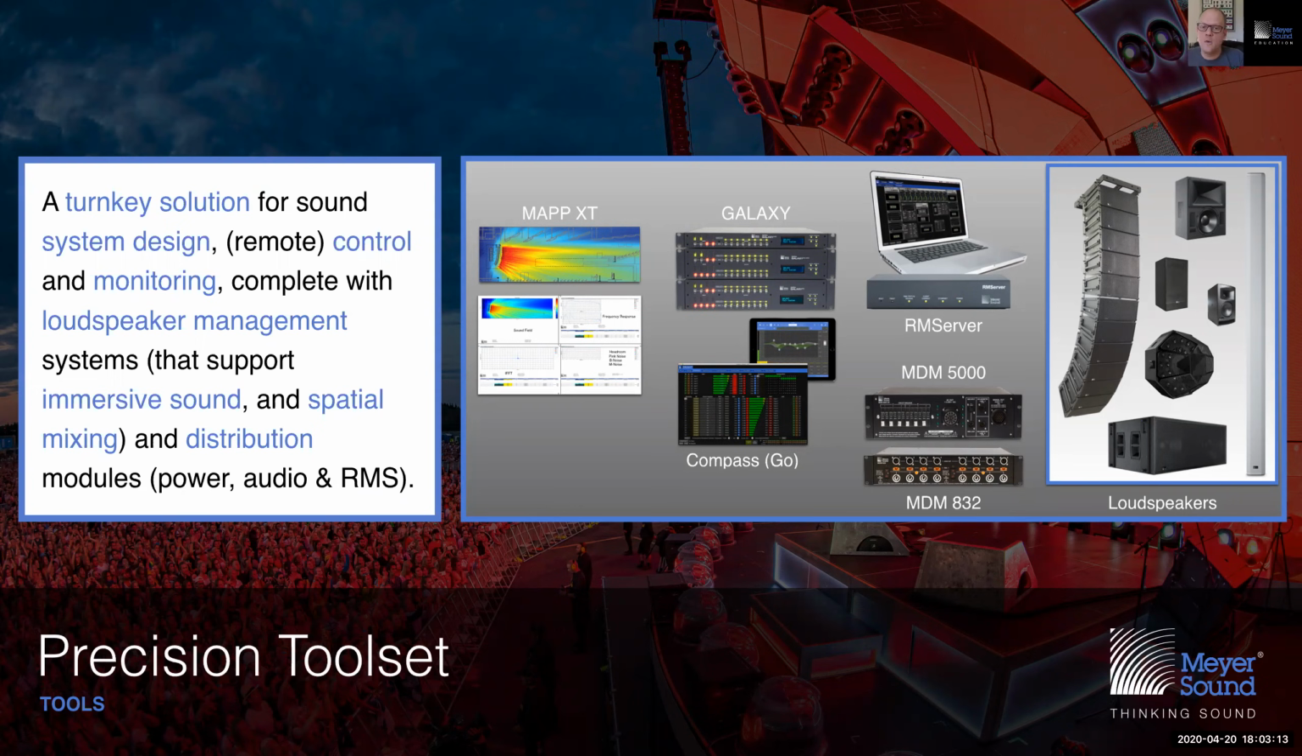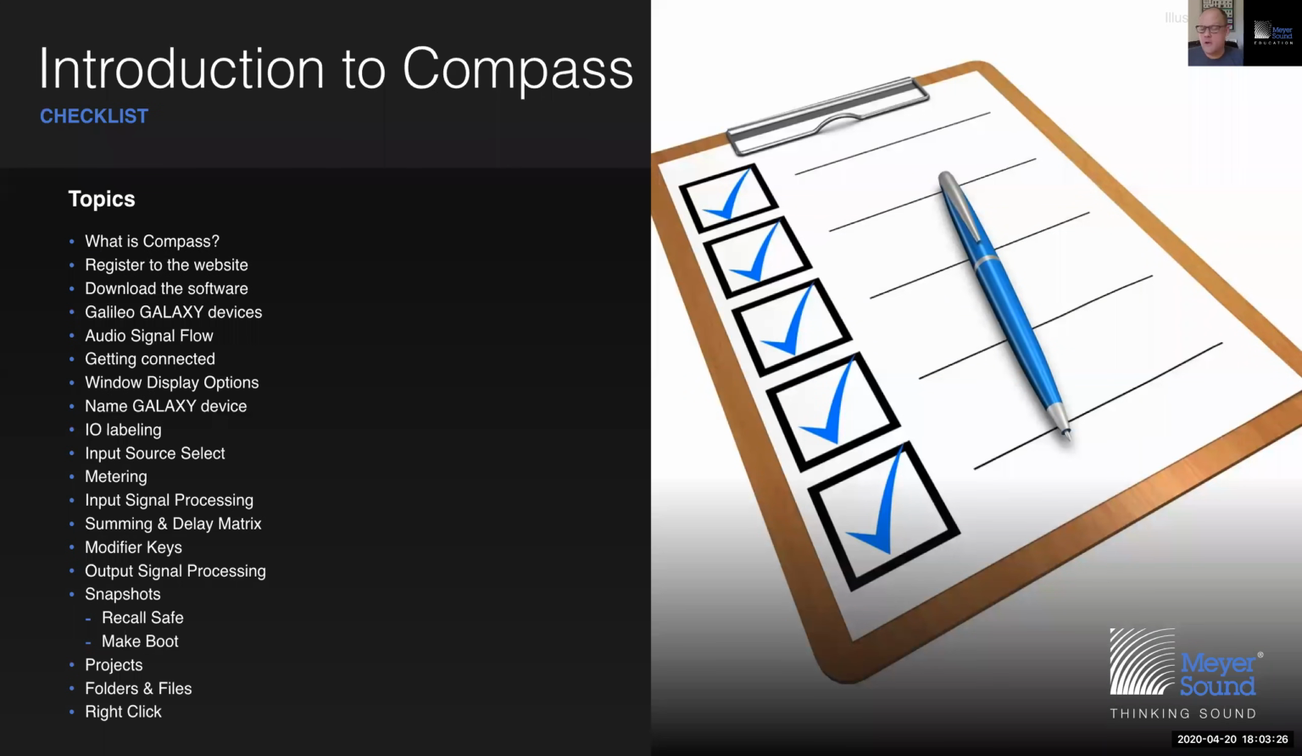And today we will be looking at Compass, which is a tab-based control software that we use to control our Galaxies, among others. So what is Compass? And what do I want to discuss today? Well, here we have the checklist. I have my pen ready to make sure that I don't skip anything.